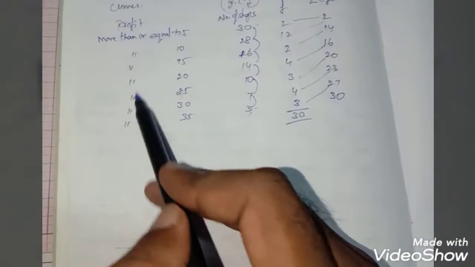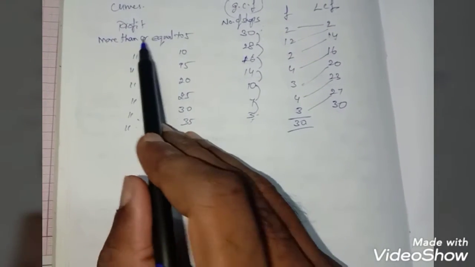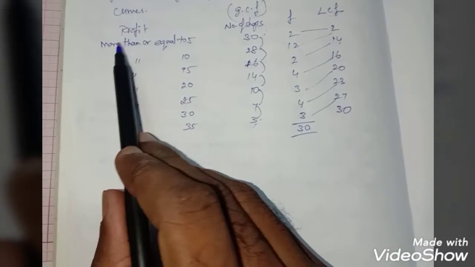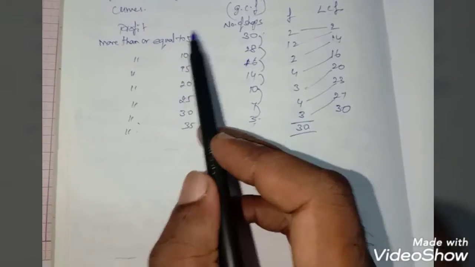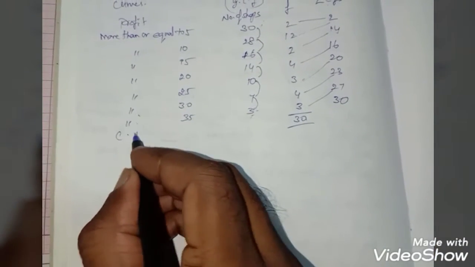Before going further, we have to see what we have to draw on the x-axis. On this x-axis, we have to write the class interval, but in this problem we don't have any class intervals. So we need to find how to write the profit "more than or equal to 5" as a class interval. Now convert these values into class intervals. How do we convert them?